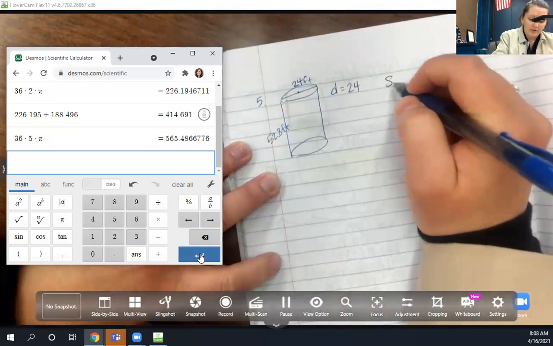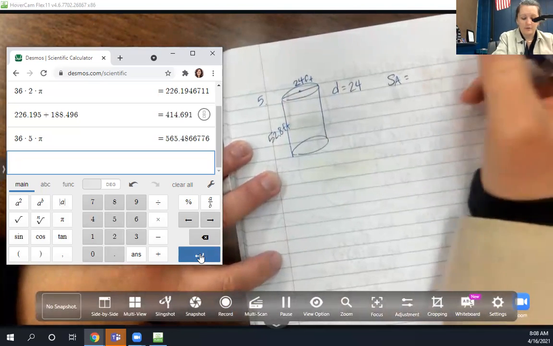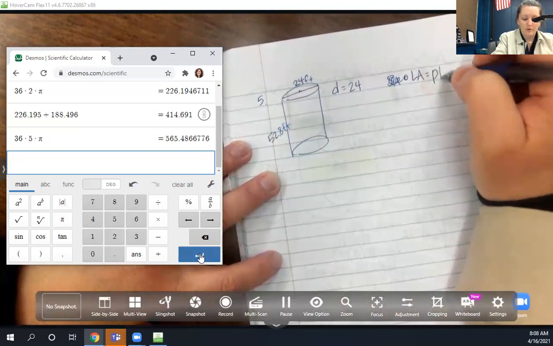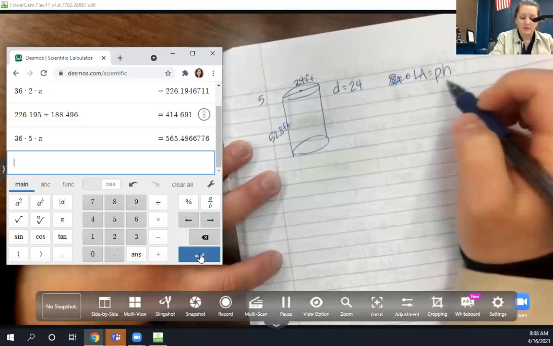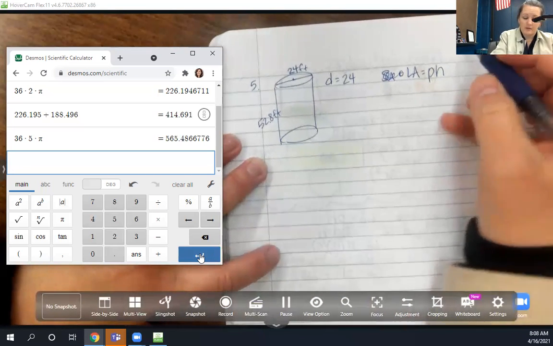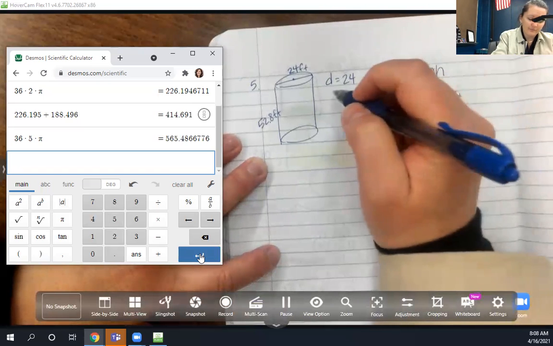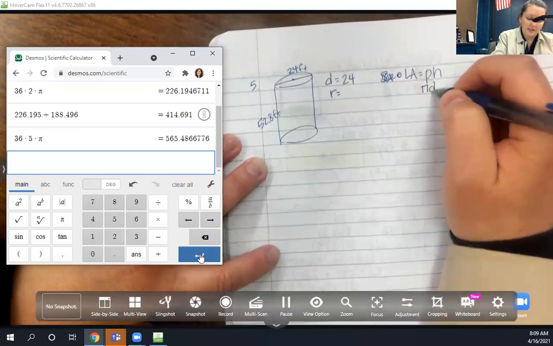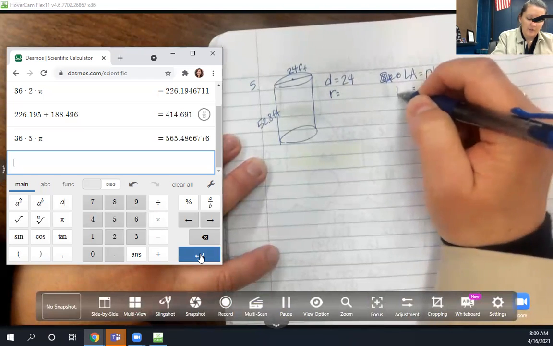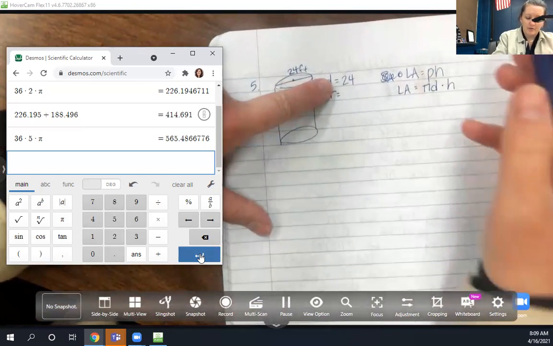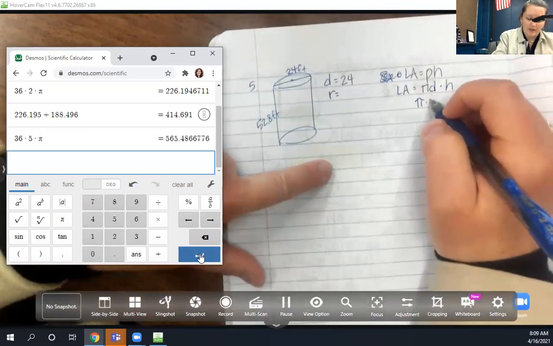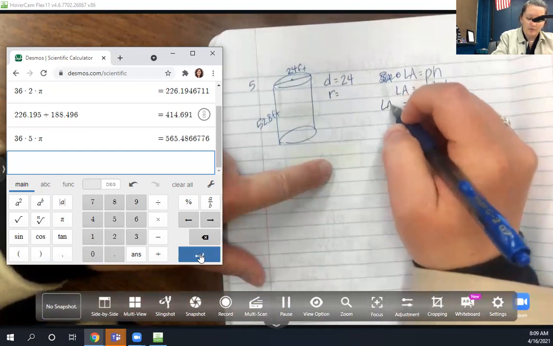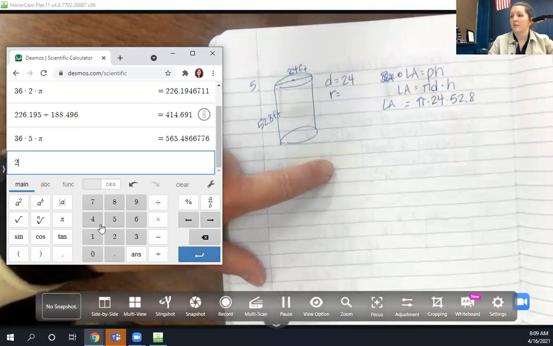All right, so I want to find surface area of my cylinder. Oh, no, sorry. I want to find the lateral area of my cylinder first, which is perimeter of your base times your height. Going back to my notes, perimeter is the circumference, right? So my circumference is pi times diameter and then times your height. So I already have my diameter. That's great news. I'm going to say pi times 24 times 52.8, and that's going to give me my lateral area.